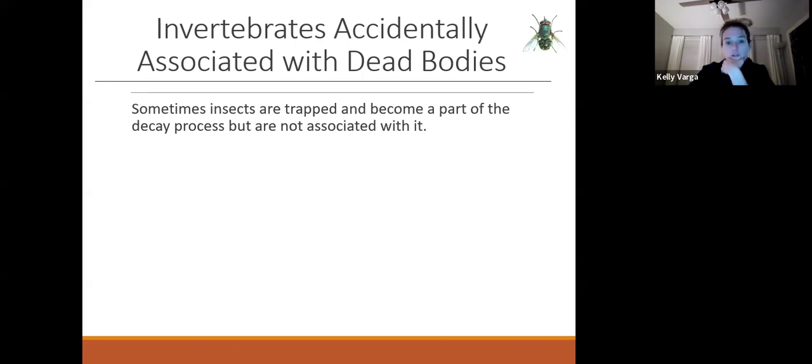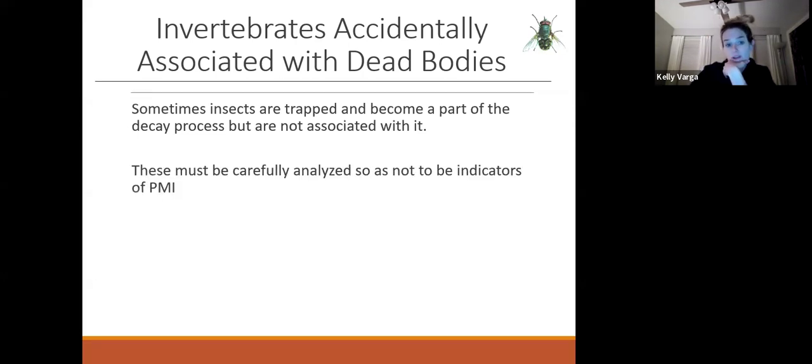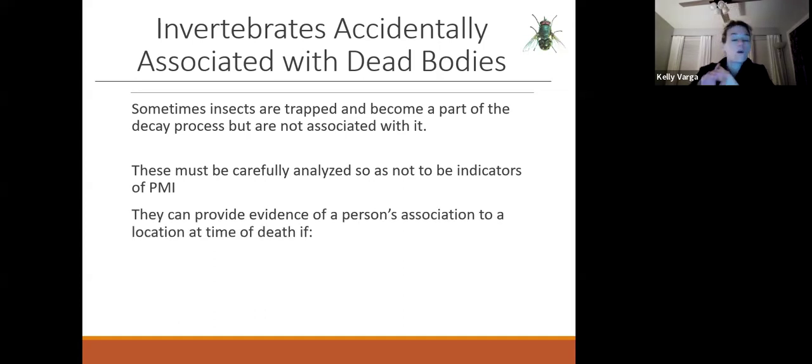So sometimes insects are trapped and become a part of the decay process, but are not associated with it, and these need to be absolutely taken into consideration because they are not analyzed as an indicator of PMI. What they can do, though, for us is they can provide evidence of a person's association to a location at time of death if they have a very unique geography. Things hitch rides all the time. If I was in a different country or somewhere else, right? They may not want to be associated with the dead body, but they may have hitched a ride on clothing, shoes, hair, etc.